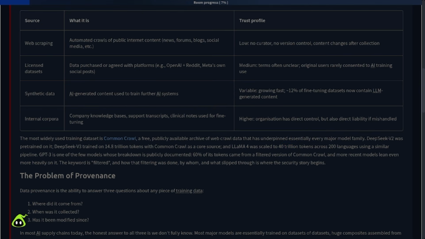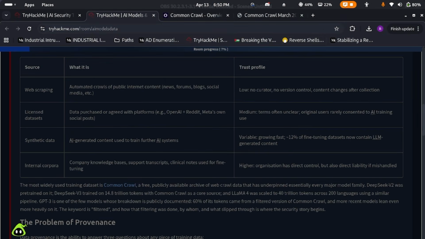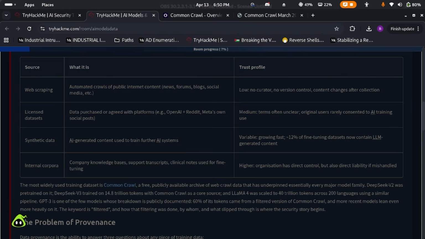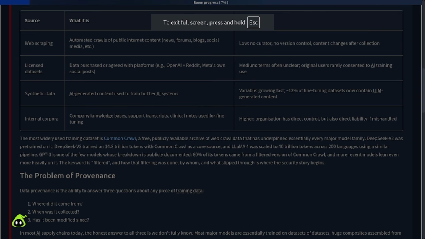You can say, you name DeepSeek V2 and it was pre-trained on it. DeepSeek V3 was trained on 14.8 trillion tokens. And if I show you over here, you can see the size of these, these are huge files, and they contain huge amounts of web scraping data. So yeah, we need to filter it, but these are the major sources for training of these huge model families anyway.